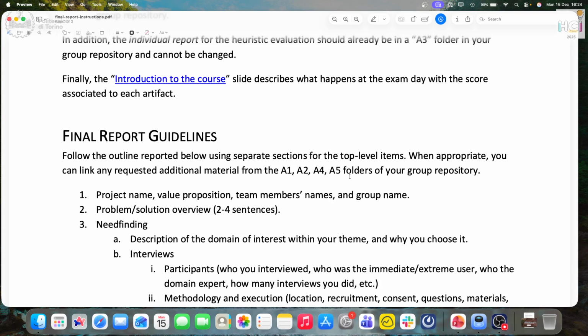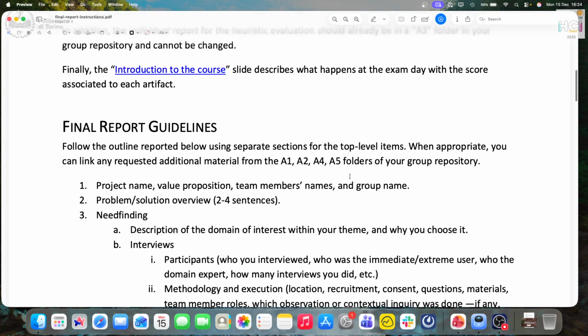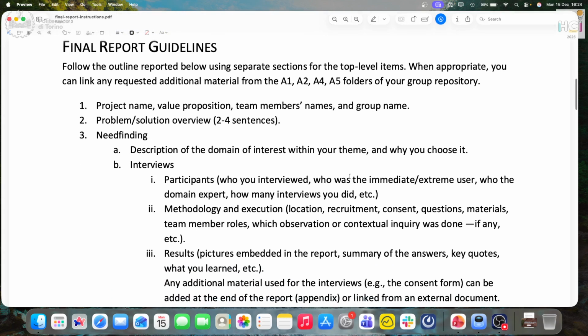So you don't have to explain what an interview is, but to explain how you did it, well or not so well. So for the final report, these are guidelines, which means that we expect to have this information in whatever format you want. Please don't do an endless bullet point list, but just what you expect to have in the document.